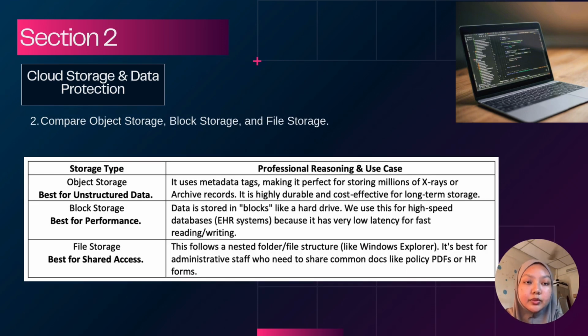For question number 2, compare object storage, block storage and file storage. Object storage is best for unstructured data, and it uses metadata tags, making it perfect for storing millions of X-ray or archive records. It is highly durable and cost-effective for long-term storage.